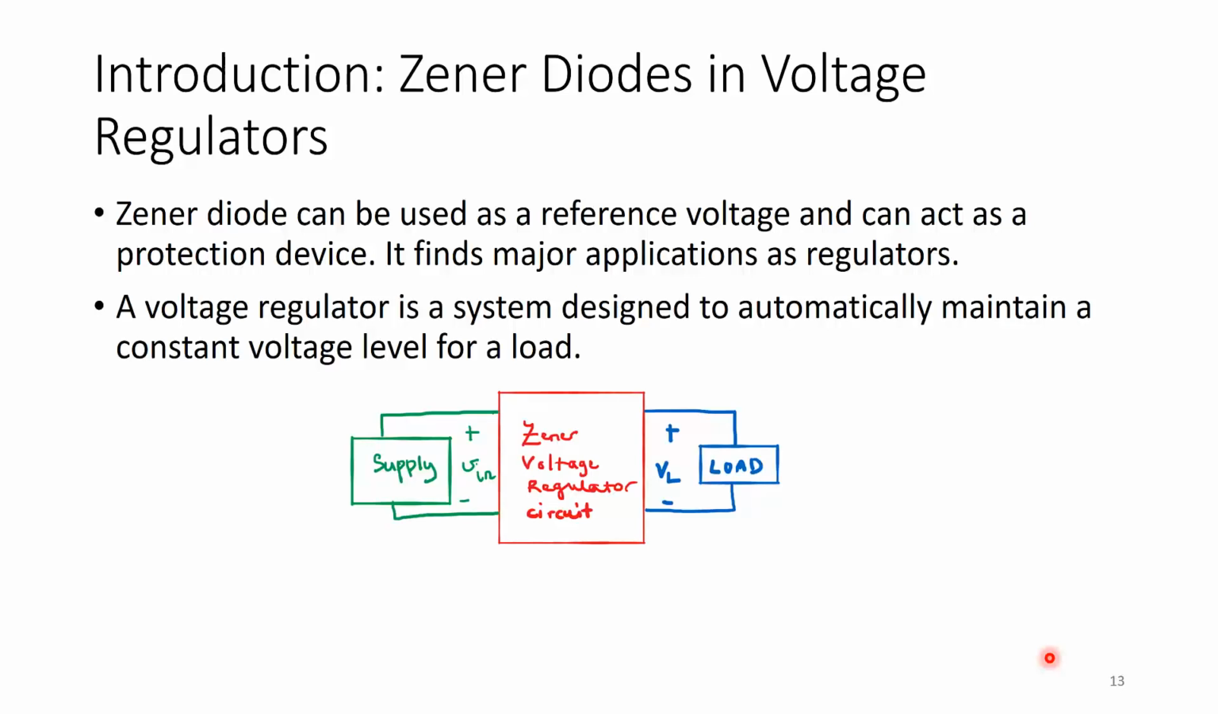So what is a regulator? If you say we want to regulate something, it means we want to control something so that it is within a certain value. So a voltage regulator is a system designed, I've just drawn a rough circuit here. So I have a Zener voltage regulator circuit here, and it is designed to automatically maintain a constant voltage level for a load.